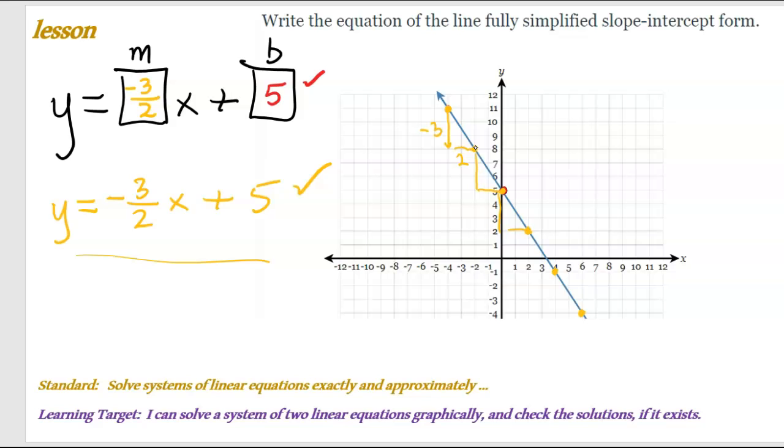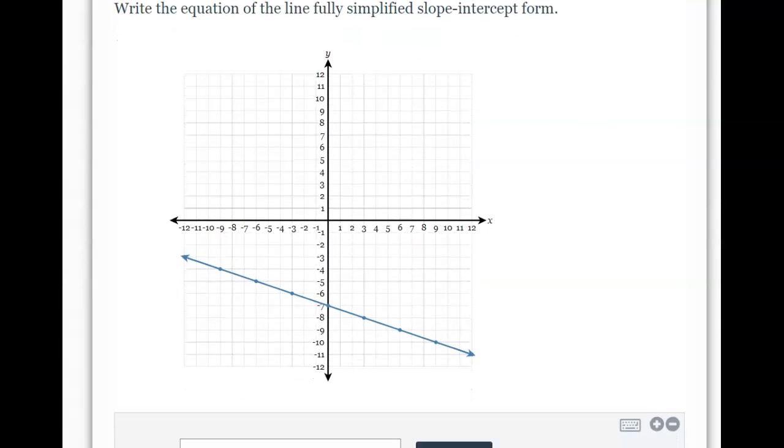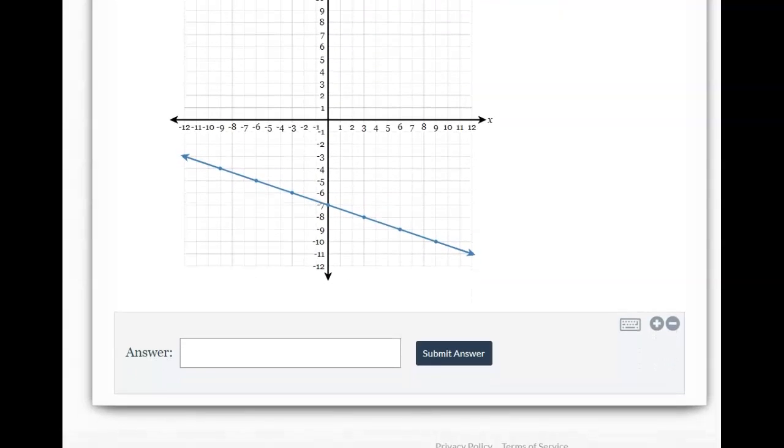All right, so let's go to Delta Math and let's practice a couple of these. All right, so we're going to write the equation of the line fully simplified slope-intercept form. That means the fraction. Whatever fraction we build has to be simplified, and we've practiced simplifying a fraction. So let's look at the line and see if we can write the equation. All right, so let's work it.